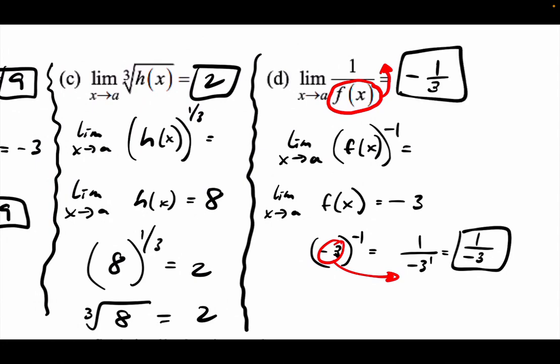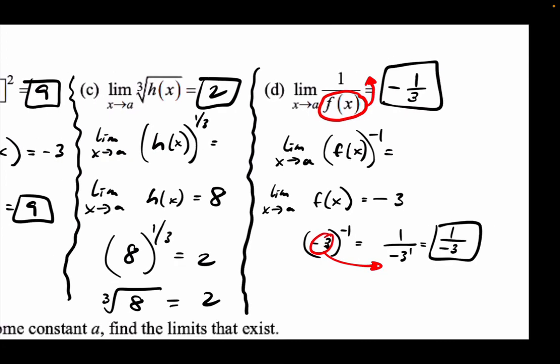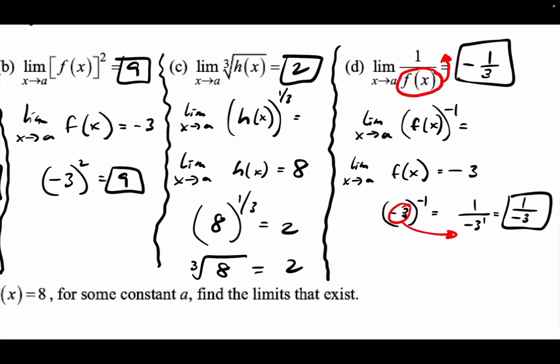The other way is using the quotient rule. The quotient rule says find the limit of the top, find the limit of the bottom, and divide. The limit of the top doesn't have an f of x or g of x or h of x, right? It's just a 1. So guess what the limit as x approaches a for 1 is going to be? Just 1. And then what's the answer to f of x again? Negative 3, right? You can do it that way too. Either way, you can use the power or you can use division, and either way will give you the same answer, negative 1/3.